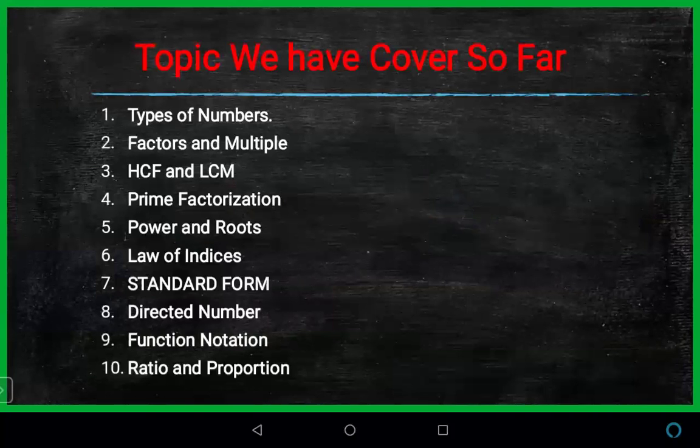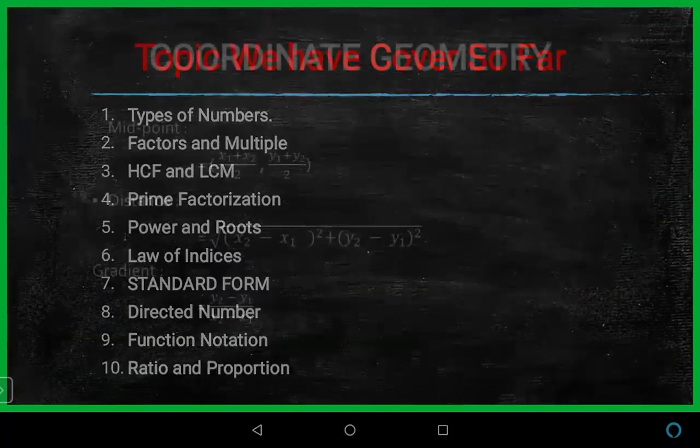First we need to see what topics we have covered so far. These are the topics we have covered so far in O level and IGCSE mathematics. If you haven't gone through these videos, go and watch them and make the concepts clear. Now moving towards today's topic, coordinate geometry.